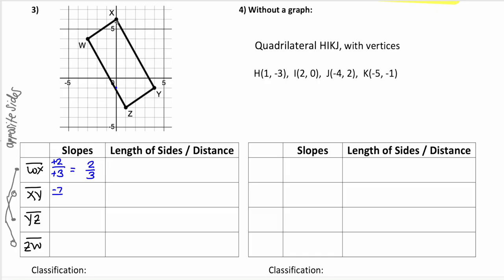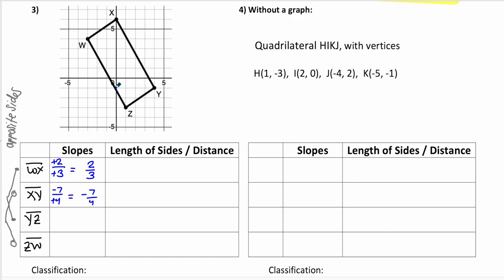Divided by, I'm going to recount that. 1, 2, 3, 4, 5, 6, 7. And then I'm going to go to the right. So that change in X is going to be positive 1, 2, 3, 4. So it'll be a positive 4. So our slope of segment XY is negative 7/4.